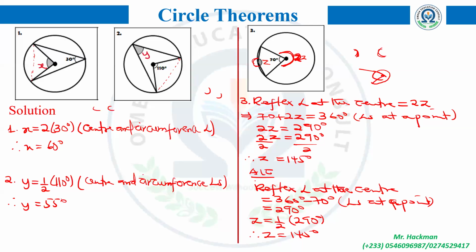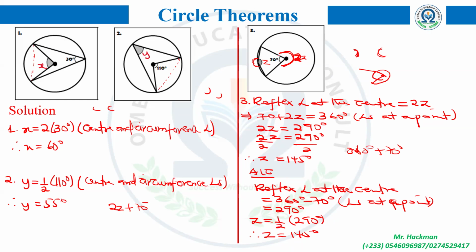Or, an alternative method: reflex angle at the center. I'm going to find this reflex angle first, then I will know its value, then connect it with this. So the reflex angle at the center will be equal to 360 degrees minus 70 degrees. I can also write it this way, 2Z degrees plus 70 degrees should be equal to 360. I think that was the explanation here.